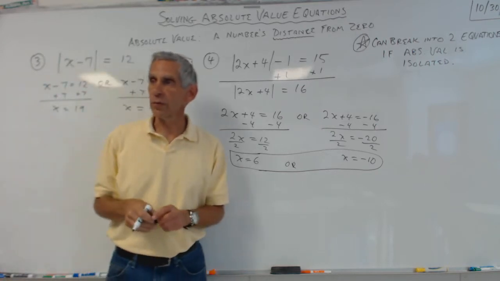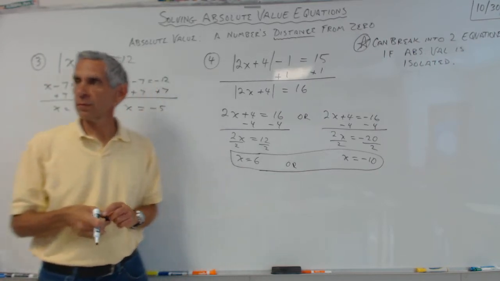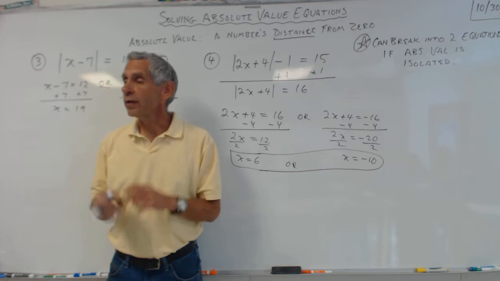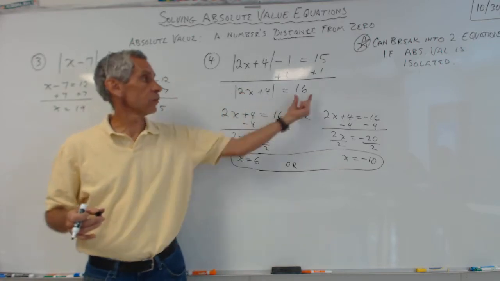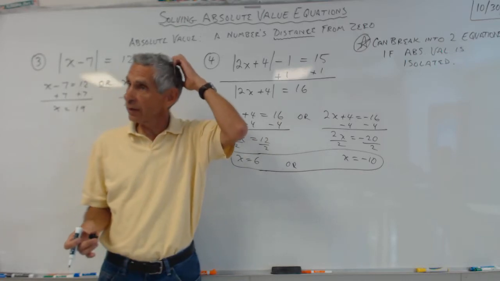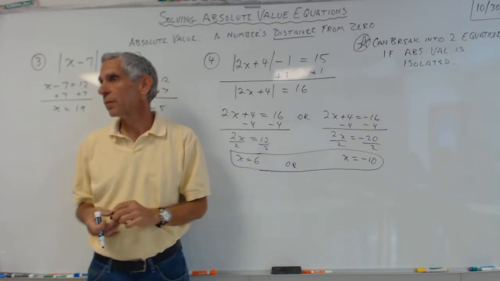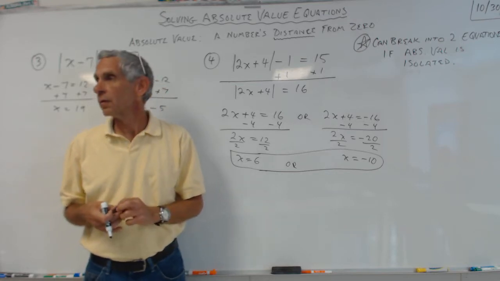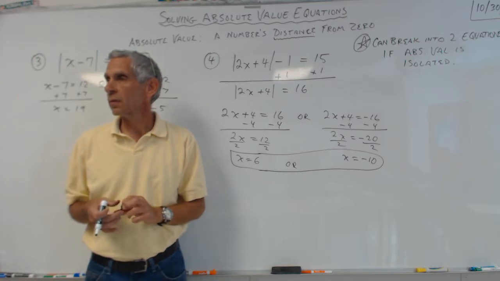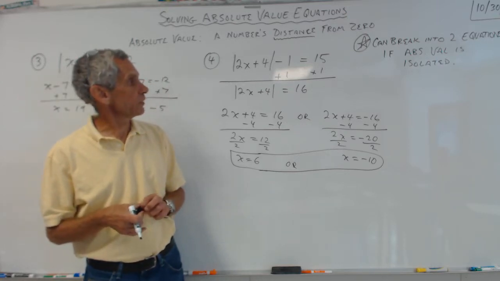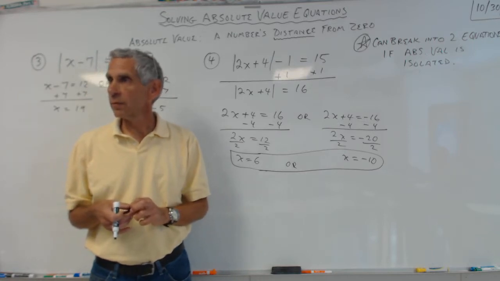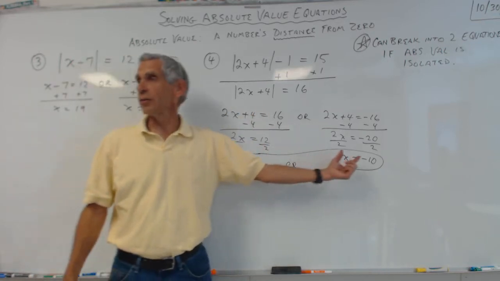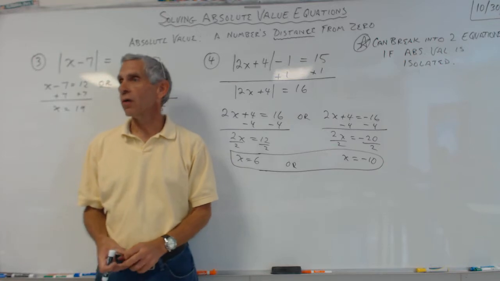Okay, Rosemary. Is one always going to be positive and one always going to be negative? Yes. Once it's isolated, then you're going to break it out, and one will be positive, one will be negative, right? What if you had an equation where you have 2x plus 4 equals 15? What if you had 2x minus 17 equals 16? Would that make it positive? Will one answer always be negative? No, it won't.